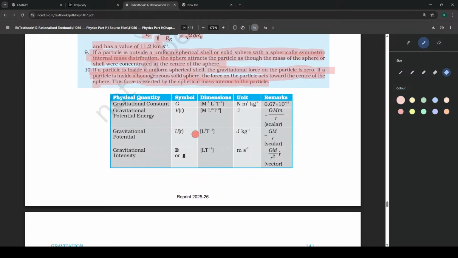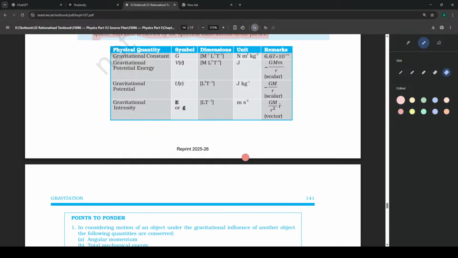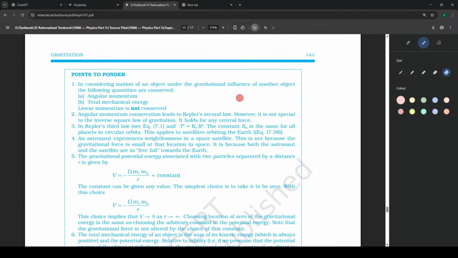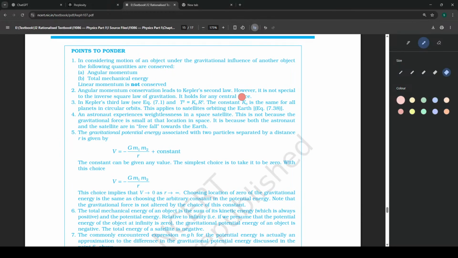Now, physical quantities. Gravitational constant G, the value we know. Gravitational potential energy is represented by V of R. We know its unit is joule, as energy is in joule. Gravitational potential is represented by U of R, in joule per kg. Gravitational intensity, E or g, will basically be GM by r square. It's a vector.